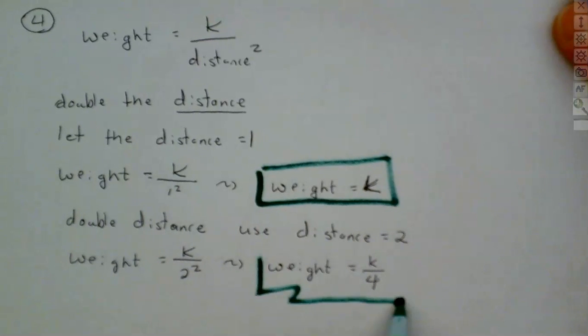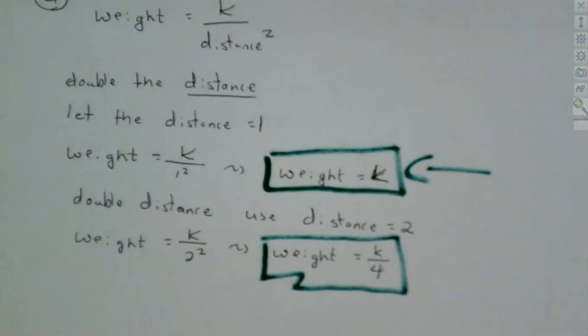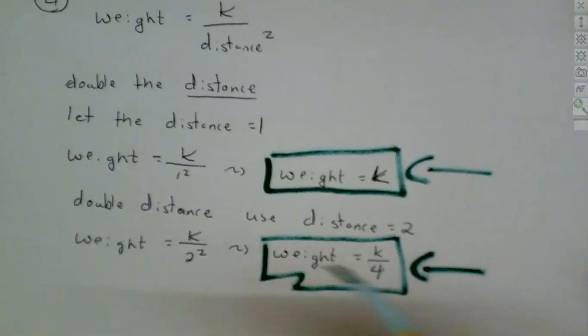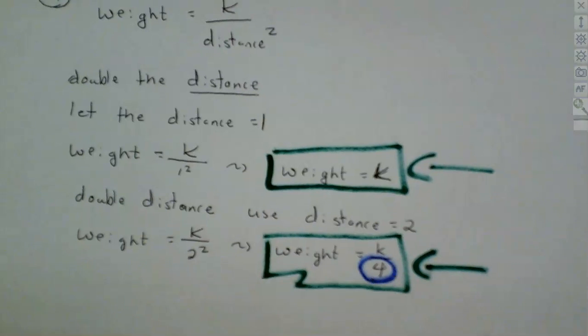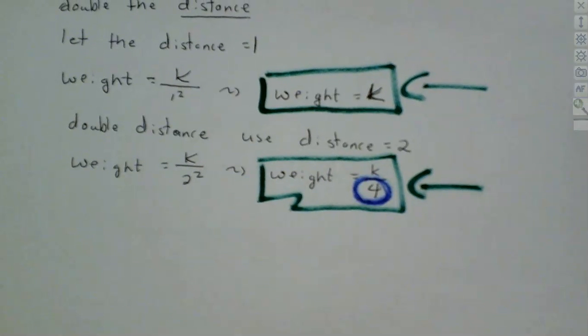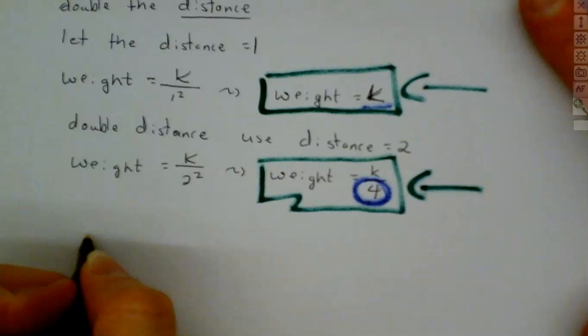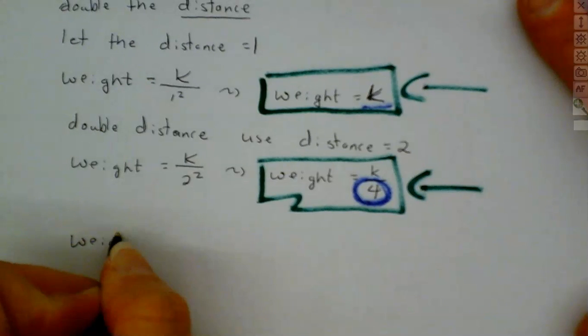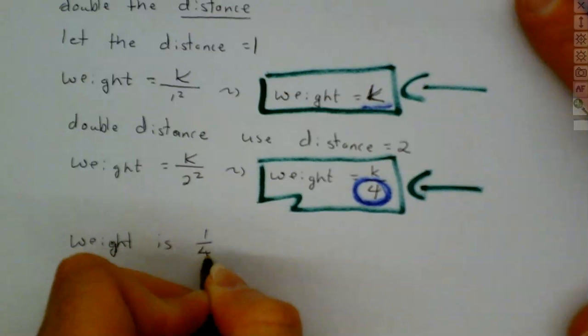Now, what happened here? Let's look at these. This one was my original, and when I doubled the distance, what happened to the denominator? The denominator wasn't half anymore, was it? What did it become? 4. Why? Because you squared it. So what happened to the weight when I doubled the distance? The weight becomes 1/4 as much, right? Because we went from it being k to k over 4. So the weight is 1/4 as much.